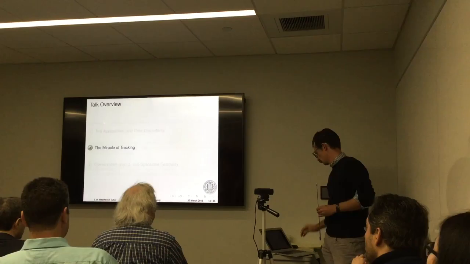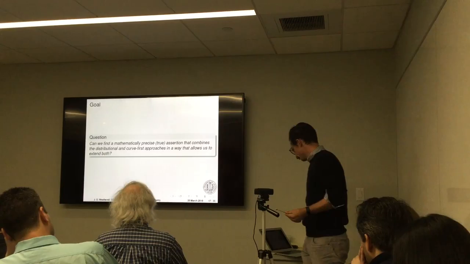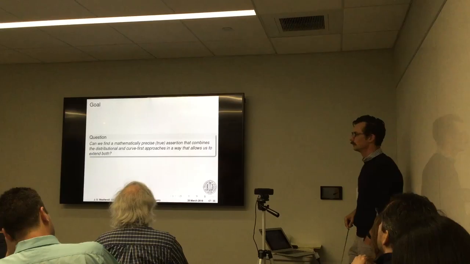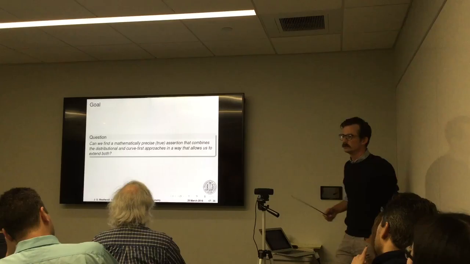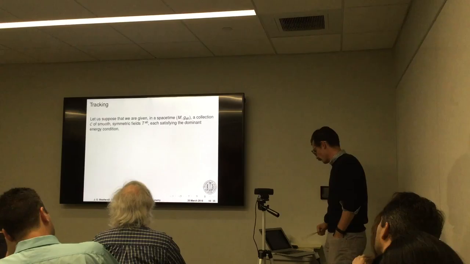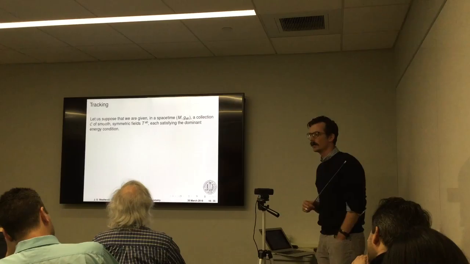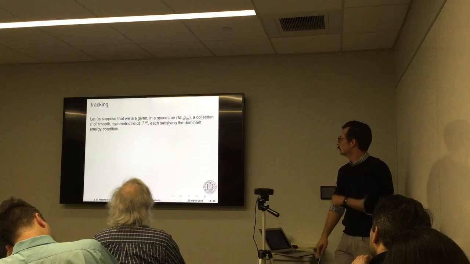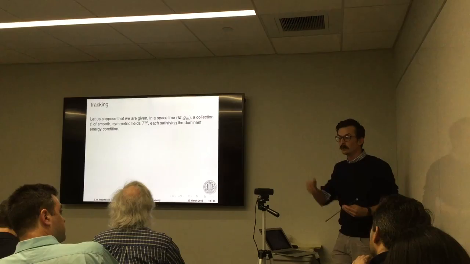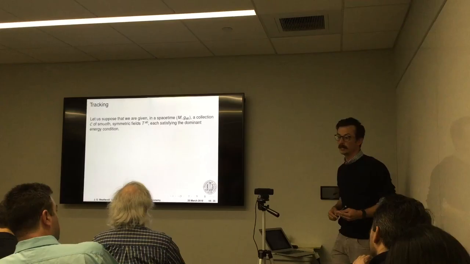Okay, and so what I would like to do is to find a mathematically precise and true assertion that combines what I take to be the benefits of each of these approaches, but avoids the pitfalls. Okay. So here's how that goes. We're going to define a notion called tracking, which is going to capture a sense in which some matter fields might tend to move along a curve for a while. And I take it that what I'm doing here is giving a very general characterization of what you might take to be the centroid behavior of wave packet-like solutions to any equation you like.